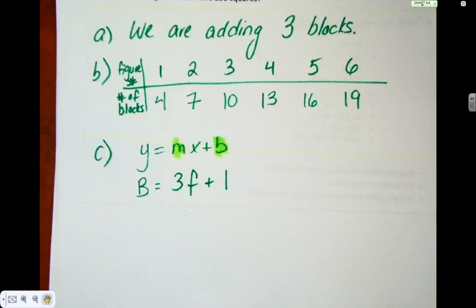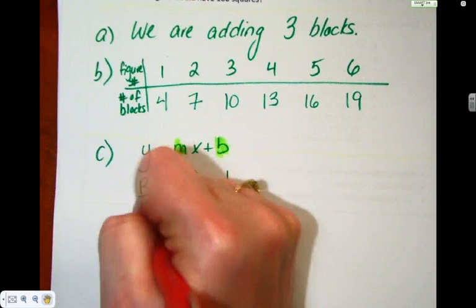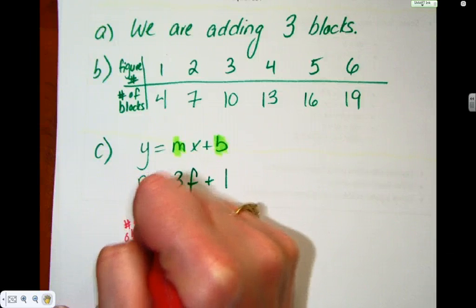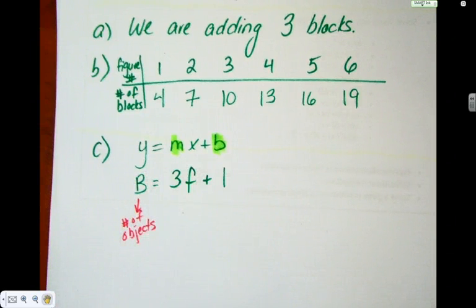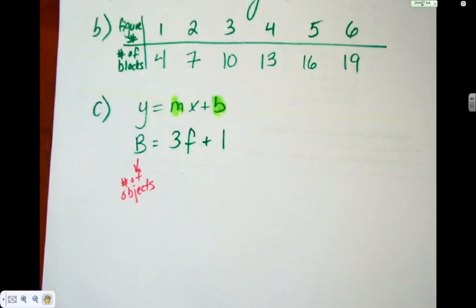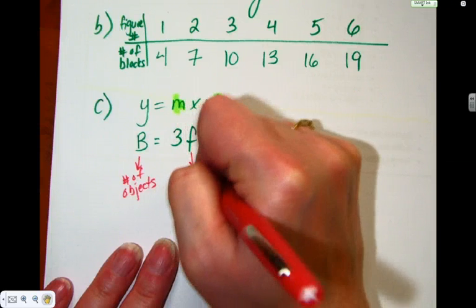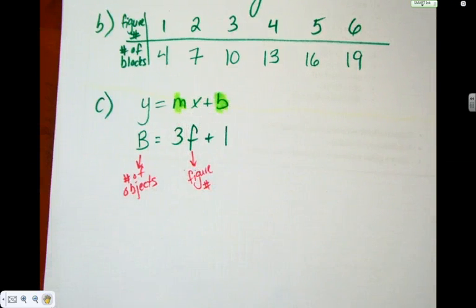Let's add some notes for the wordy people. This I'm going to call the number of objects. In the grand reality of math, it doesn't matter if I call it B, if I call it Y, if I called it Q, it doesn't matter, it's just a variable. Typically, we go with what the object is. It's blocks, I use blocks. The F is going to be the figure number. Again, don't get too caught up in the variable. It can stay as X, it can be F, it doesn't matter, it's just a variable.